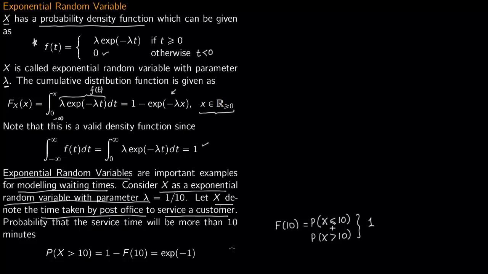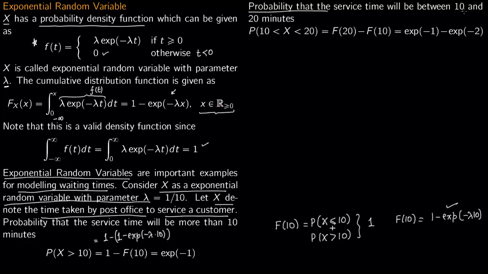So you can say f of 10 would be 1 minus exponential of minus lambda times 10. Now 1 and 1 cancel out, so this is equal to exponential of minus lambda times 10. I've copied this right here. Lambda is given as 1 by 10, so you are left with exponential of minus 1. This you can compute.